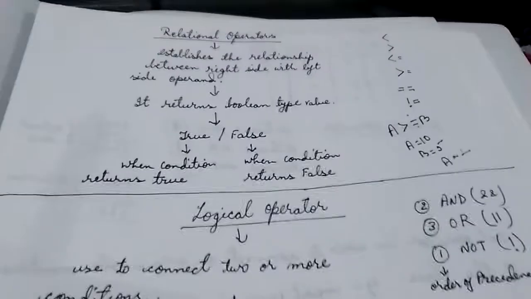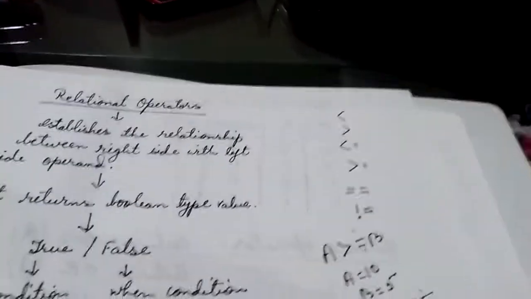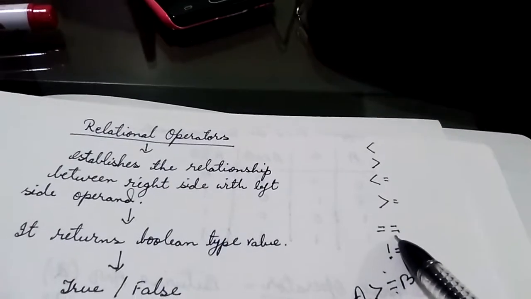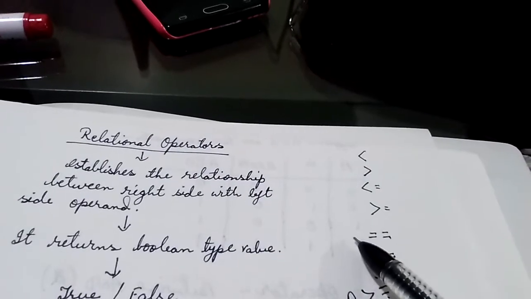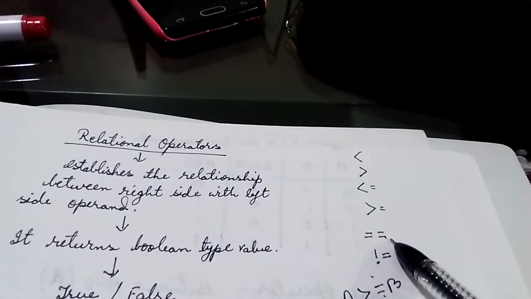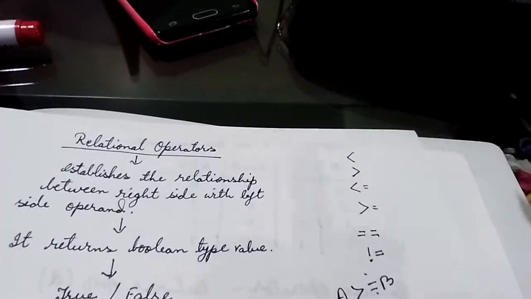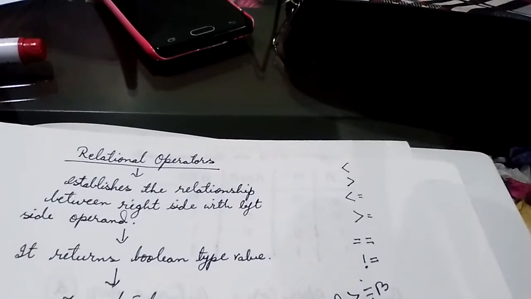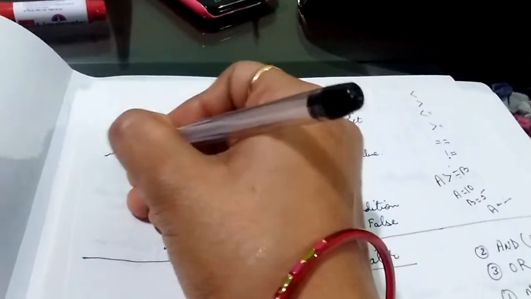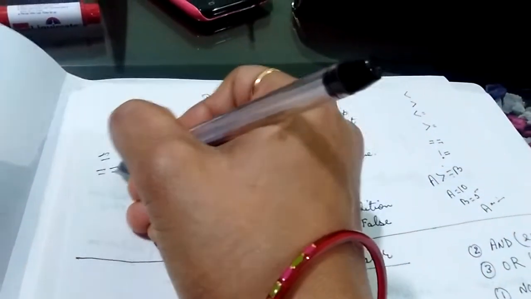Next is your equal to operator. It checks whether both the side values are equal or not. It is a very common question of board: state the difference between equal to and equals to.